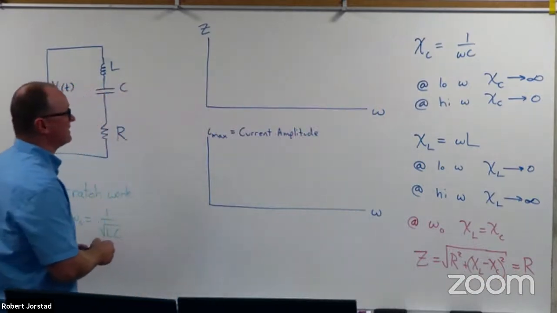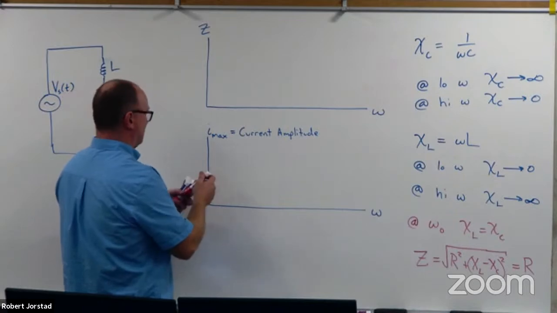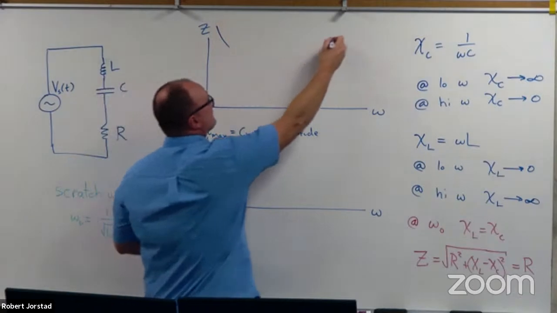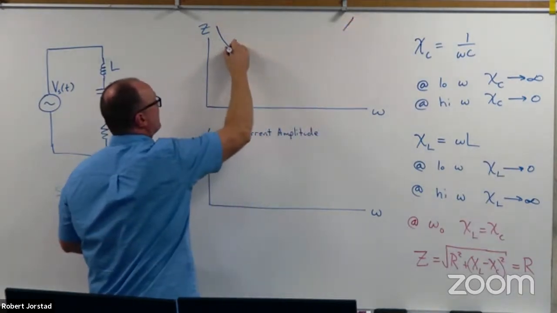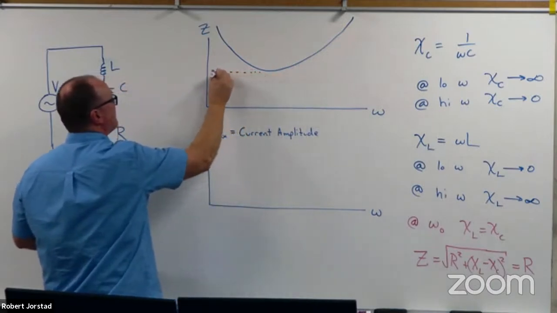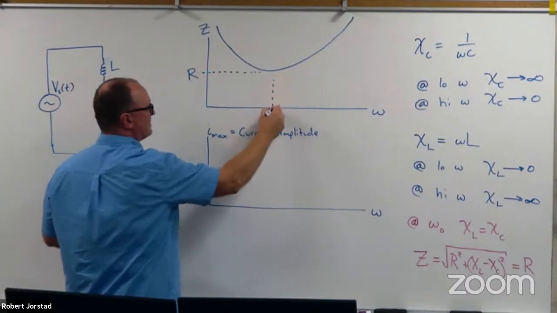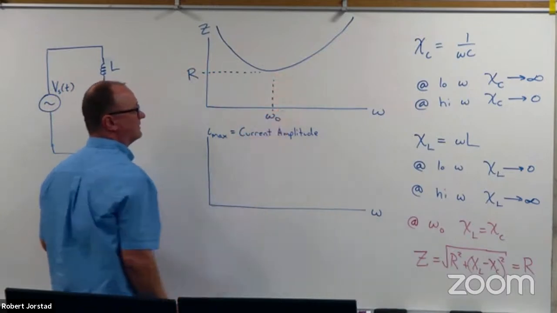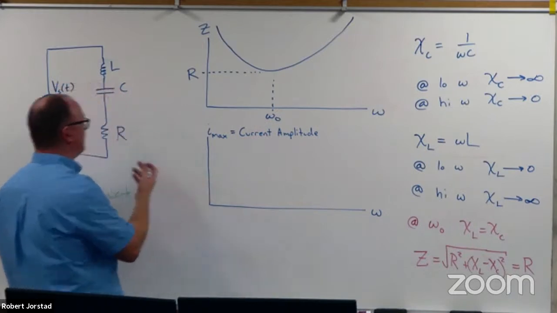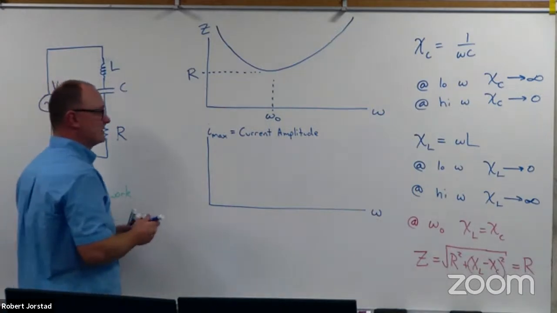If I tried to sketch this out, what would that look like? Well, the Z is infinite here, and it's infinite there, and then at some point it comes to a minimum, right? That minimum value has value R at special frequency omega naught. This is a quick way to understand what the plot of a series LCR circuit would look like. Great. We already knew this because we did the plots.